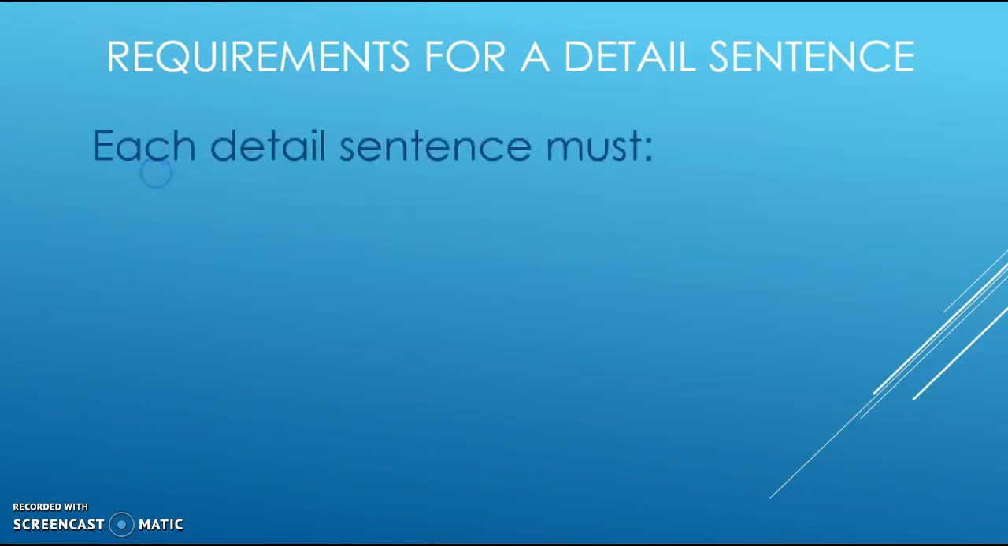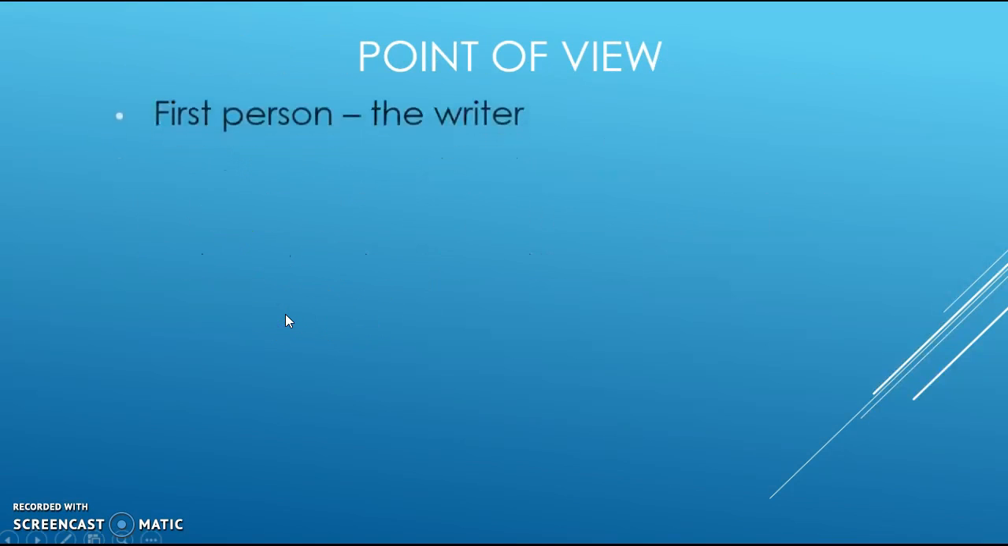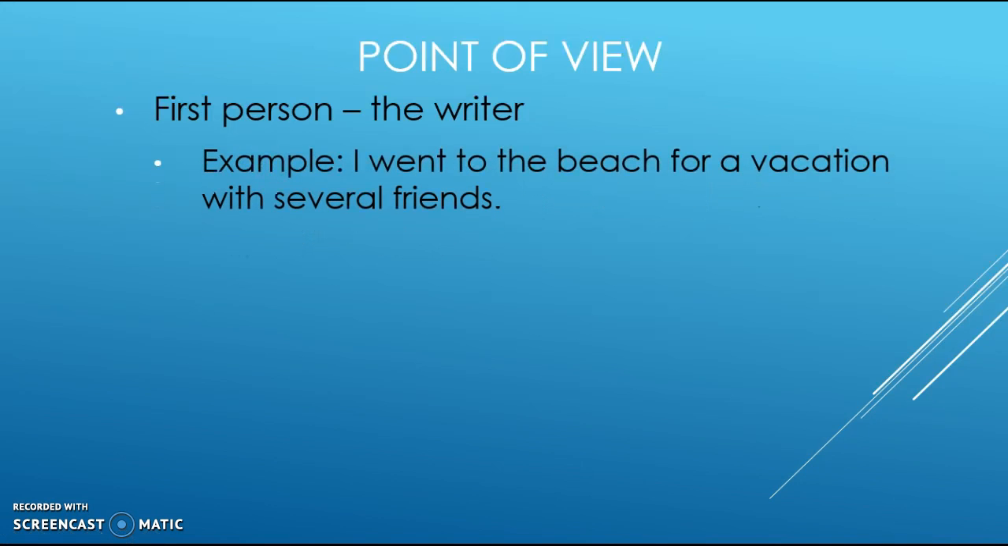So we're at detail number 4. Each detail sentence must be written with the same point of view as other sentences. So you're always going to want to use the same one. And here are our points of view, first, second, and third person. Like I said, if you pick first person, the whole paragraph needs to be in first person. First person is by the writer's point of view. And an example of that is, I went to the beach for a vacation with several friends.